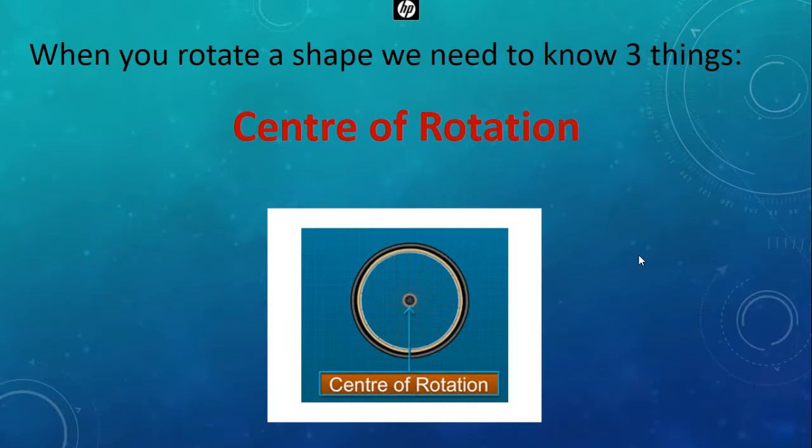The last thing we need to know is where the centre of rotation is, so where we're rotating that shape round. Now, in the images that I showed you in the first slide, all of our centres of rotations were right in the middle. So on a bicycle wheel, the centre of rotation is the very middle point. That's where the wheel turns around. But when we're describing rotations in maths, we might have our centre of rotation in different places.